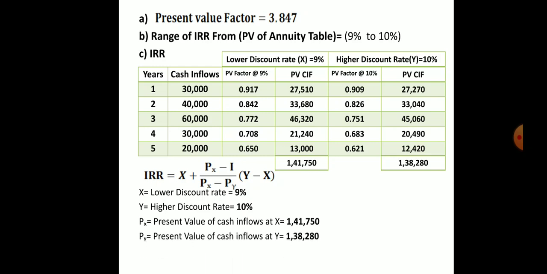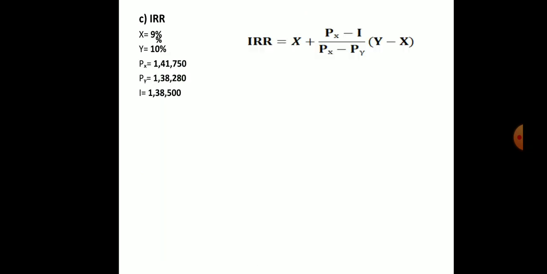it is 1,41,750. py means the higher discount rate, so the total present value of cash inflow is 1,38,280. Your initial investment is 1,38,500. So from this formula we have got all this information, and by using it we will calculate IRR. These are the values I got.